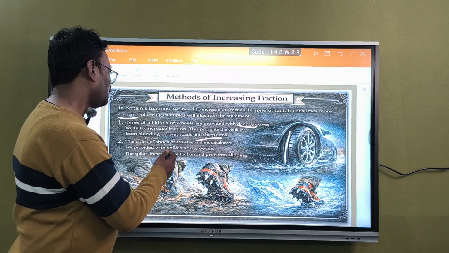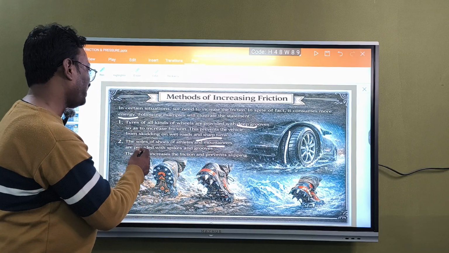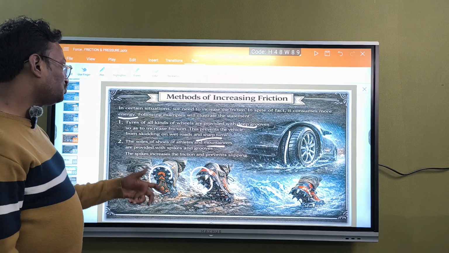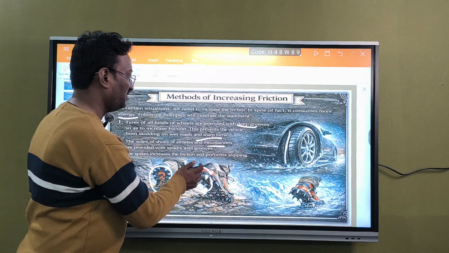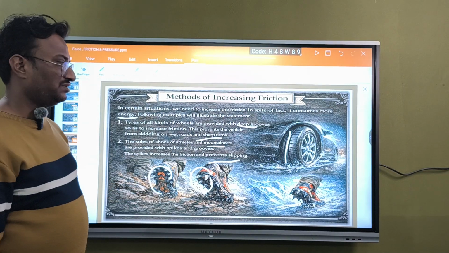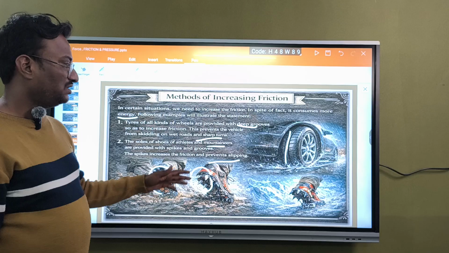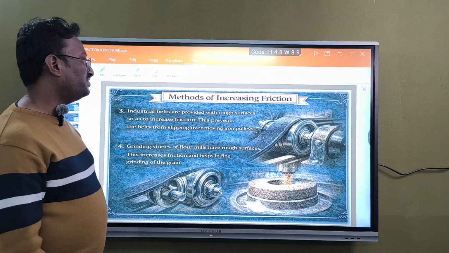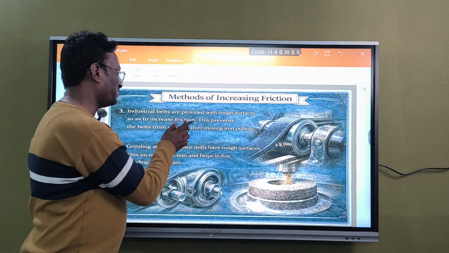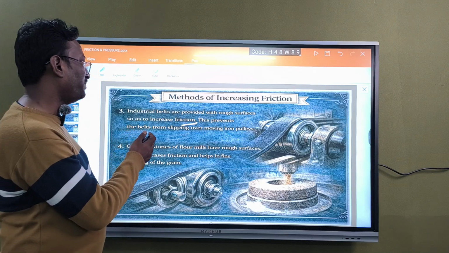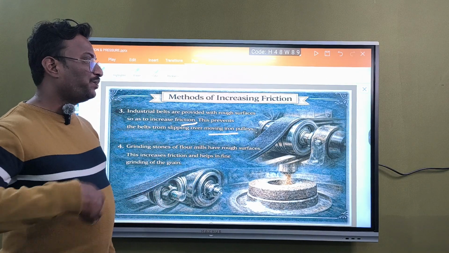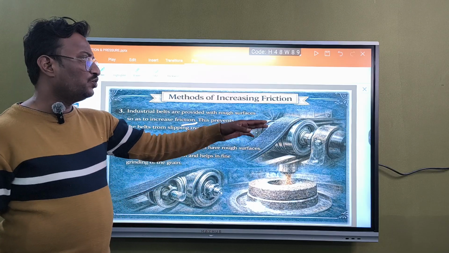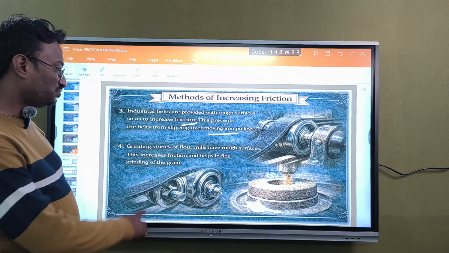The soles of the shoes of athletes and mountaineers are provided with spikes. There will be some spikes and grooves. The spikes increase the friction and prevent slipping. In mountain climbing, these shoes will be helpful. Next, industrial belts are provided with rough surfaces so as to increase the friction. This prevents the belts from slipping over moving iron pulleys. Especially in flour mills, you would have observed those belts.